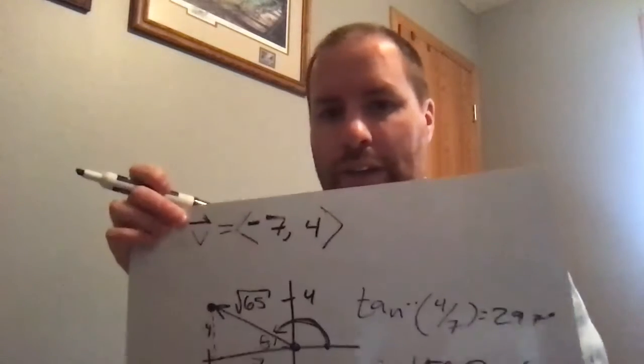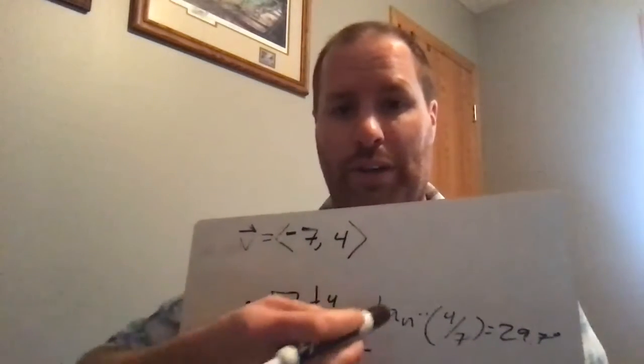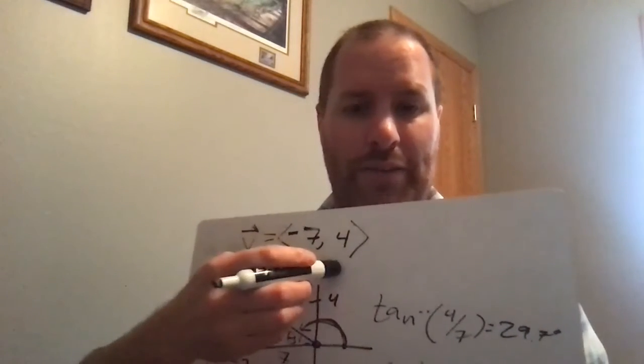Now, the next thing we can talk about, the next topic, is what are called components of a vector, and those are actually quite simple to do. We actually already have the components down here. The components are -7 and 4.